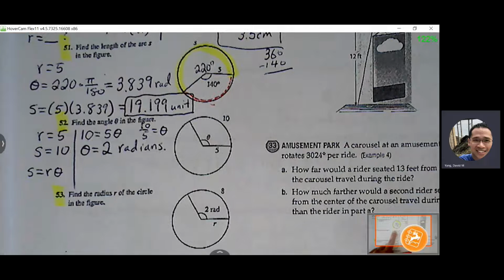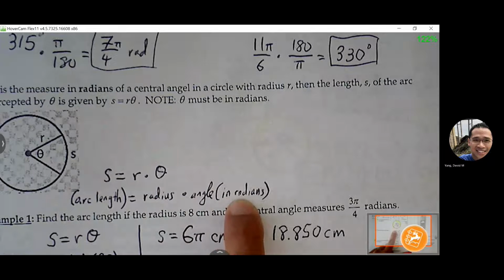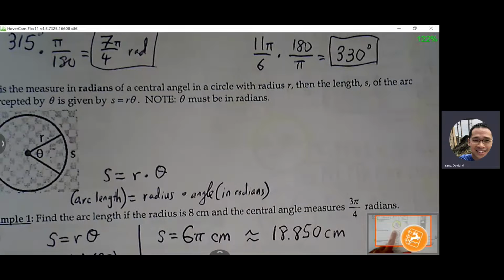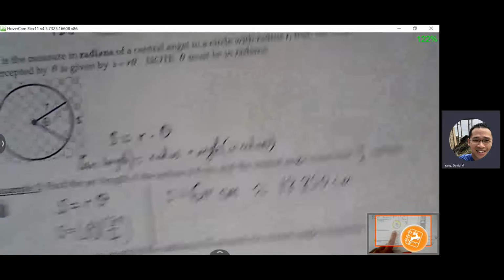Okay, the reason why is because anytime we use the formula S equals R theta, theta is always going to have to be coming out or involving what? Radians. So anytime I use the formula, it's got to be radians. Either anything I get in return or anything I put in, it's got to be in terms of radians. So let me go through the steps.